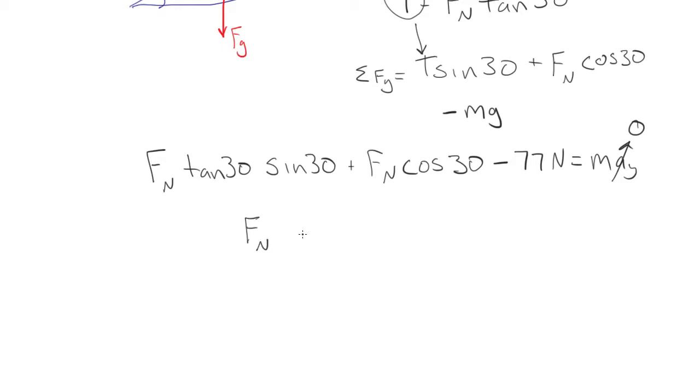All right, so I'm going to factor out an f sub n. Don't you have to bring the 77? Yep, I will move that to the other side. So I'm factoring out the f sub n first with this really ugly thing inside. And then I'm going to move the 77 to the other side, so that's equal to 77 newtons.